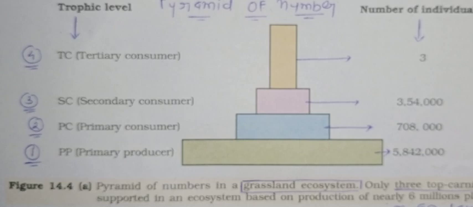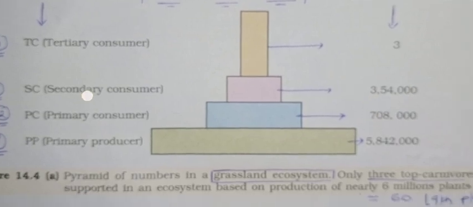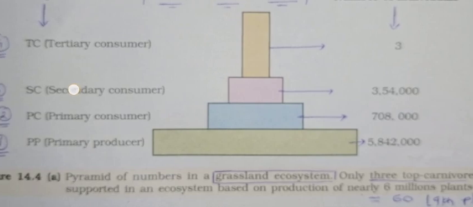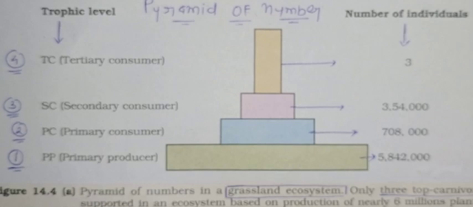Okay, now see figure number 14.4a, pyramid of numbers. In which ecosystem? In a grassland ecosystem. So we are seeing the pyramid of numbers of the grassland ecosystem, and you can see nearly 6 million plants, means 60 lakh plants are there. See here on the right side, number of individuals. So if we talk about the number of individuals, we can say 58 lakh 42,000 primary producers are there, and the number of primary consumers will be 708,000.